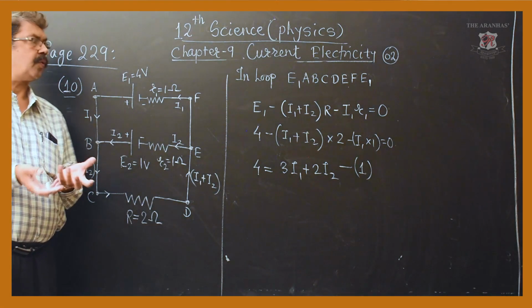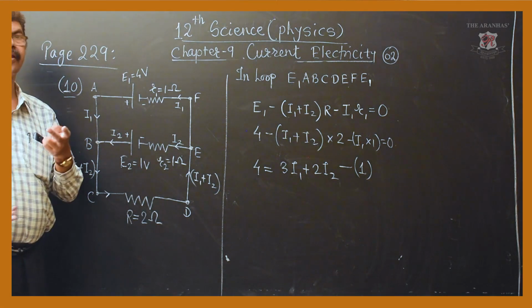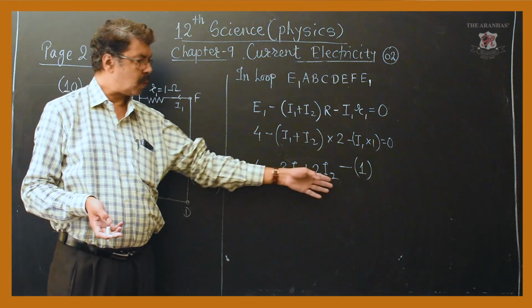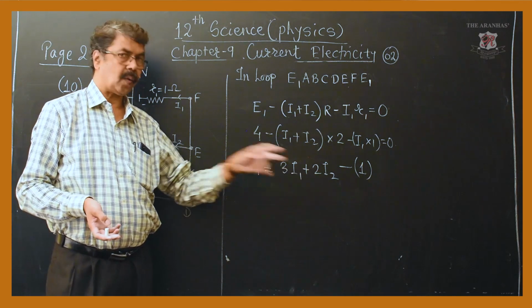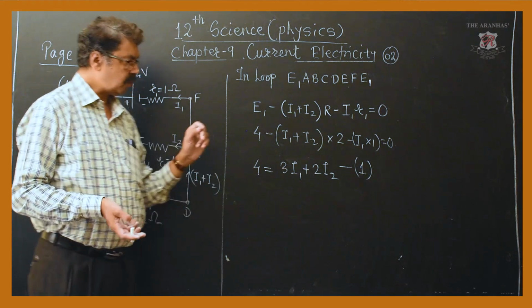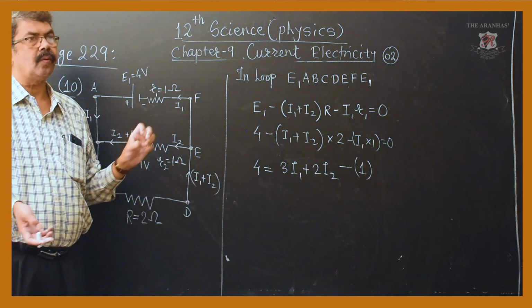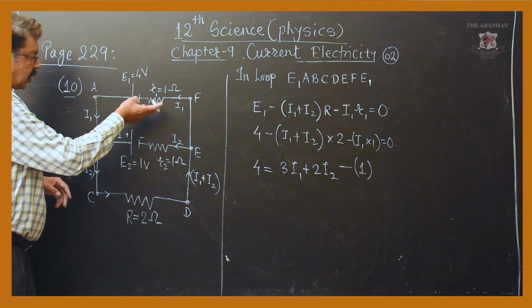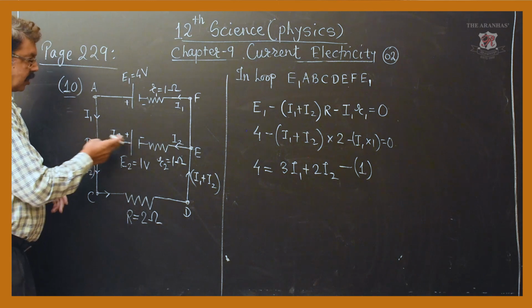Consider the second loop. You need at least 2 equations to solve where there are 2 variables. I1 and I2 are 2 variables. So you will have to have minimum 2 equations. For that matter, now I am considering the loop.